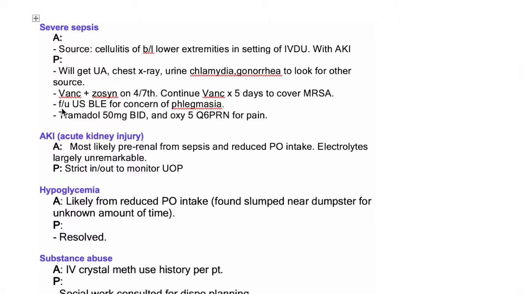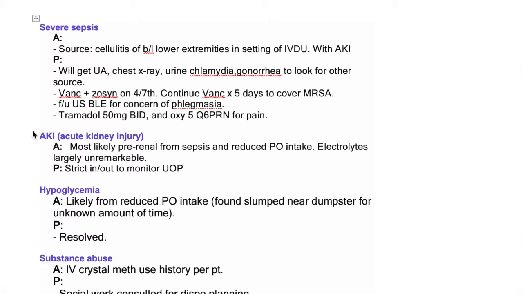The other thing I want to do is get an ultrasound for phlegmasia, which is when people get a DVT and it gets infected. So I wanted to get an ultrasound, and I briefly wrote about my pain medication plan as well. So this is the usual level of detail I go to, and that's the main problem that she came in with.